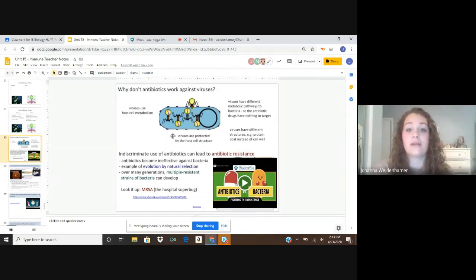Viruses are protected by the host cell structure. Again, antibiotics can't penetrate a eukaryotic cell. Viruses have different metabolic pathways from bacteria, so the antibiotic drugs have nothing to target. And viruses have different structures than bacteria do. Viruses have a protein coat instead of a cell wall. And again, antibiotics attack cell walls.